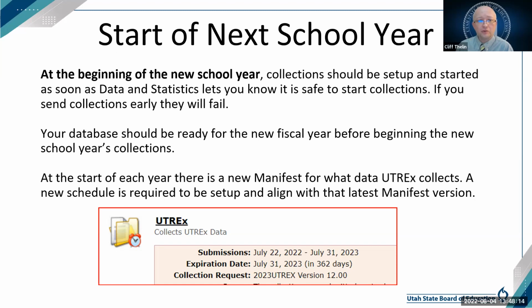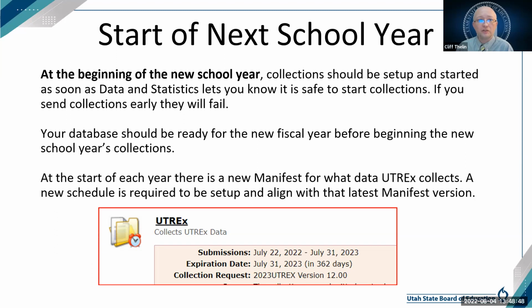A new schedule is required to be set up and aligned with that latest manifest version. So as you can see in this example, we've got an expiration date for these schedules. So when you go out this year, if you haven't already, to set up a new schedule, you might see that it expires in a number of days, which again will align closely with our new school year to be able to keep that old manifest from being something that is reused.